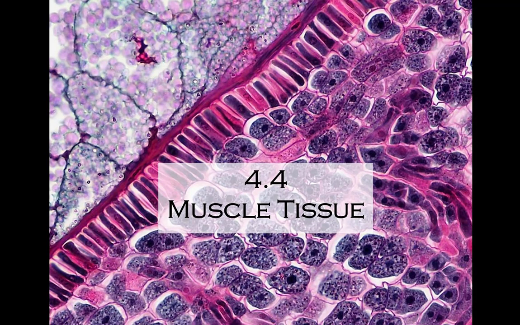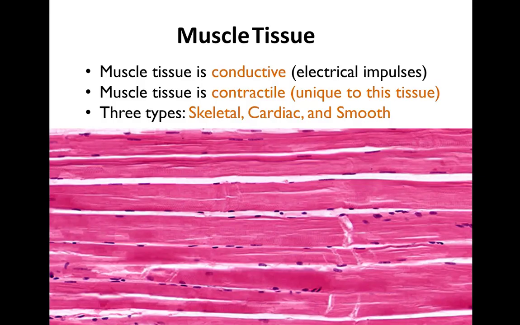All right, next category of tissues are muscle tissues. All muscle tissues have two characteristics in common. The first is that muscle tissue is conductive. Now, this is unique for tissues so far. Muscle tissue is one of only two types of tissue that can conduct electrical impulses. The other kind is nervous tissue. Okay? Muscle tissue is also contractile, meaning that it can contract. Or another way to think about that is it can shrink in size.